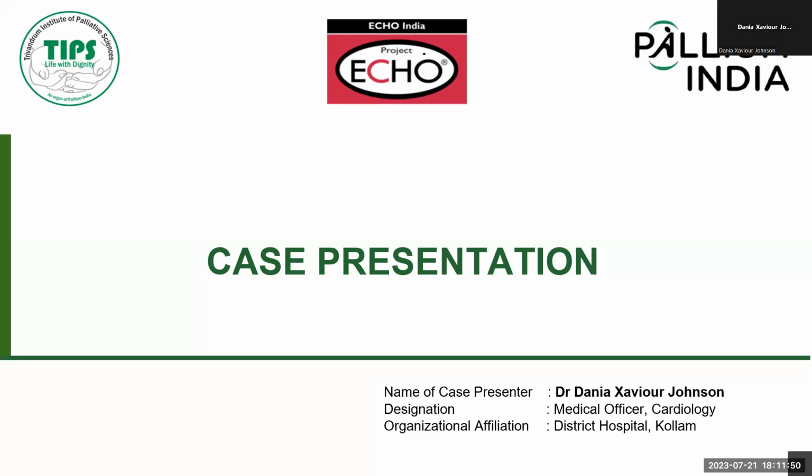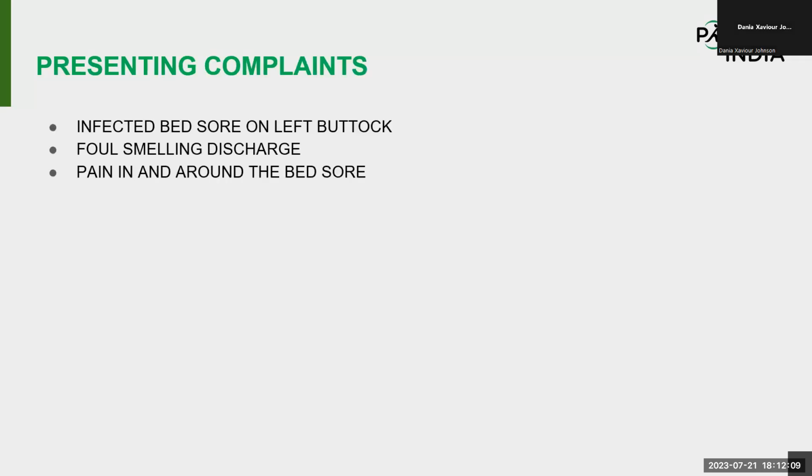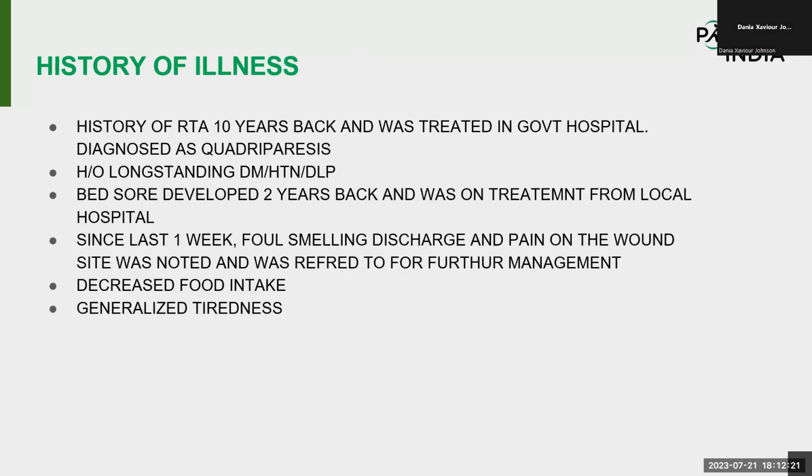Myself, Dr. Daniel, will be presenting a case on wound management. This is a case about an 88-year-old male whose diagnosis was infected bed sore on sacral region, uncontrolled type 2 diabetes mellitus, hypertension, and dyslipidemia. Presenting complaints: infected bed sore on left buttock, foul smelling discharge and pain in and around the bed sore. History of illness: history of RTA 10 years back, treated in a government hospital, diagnosed as quadriparesis, history of long-standing DM, hypertension, and dyslipidemia.